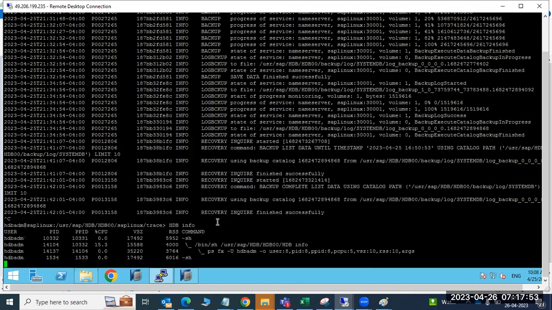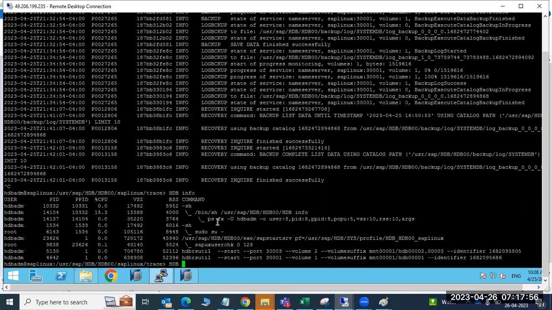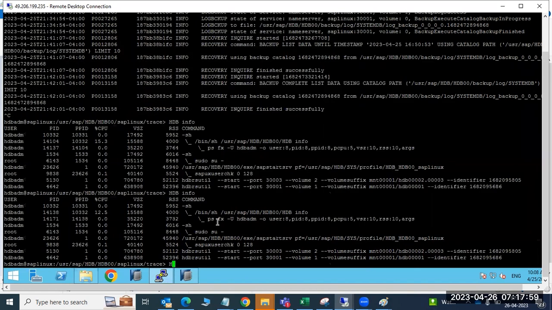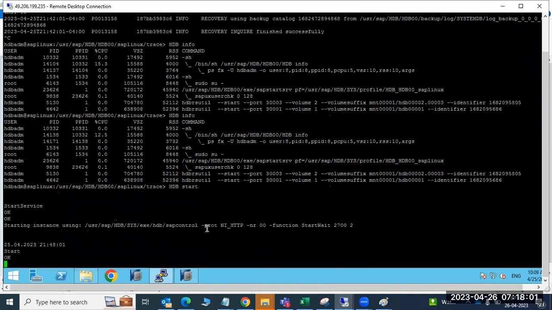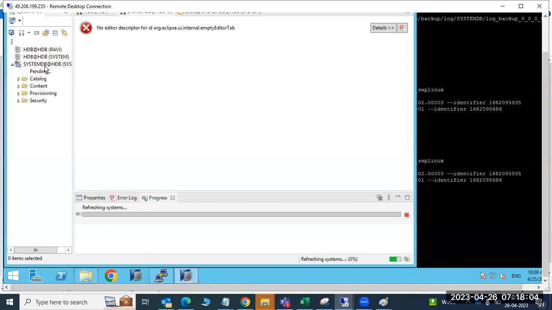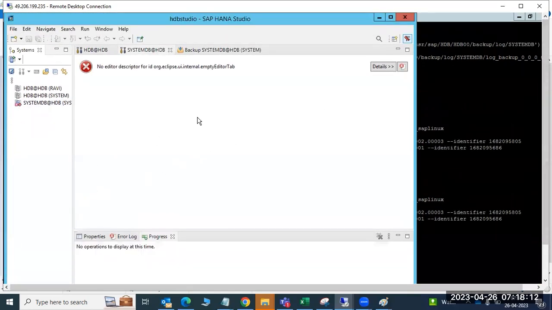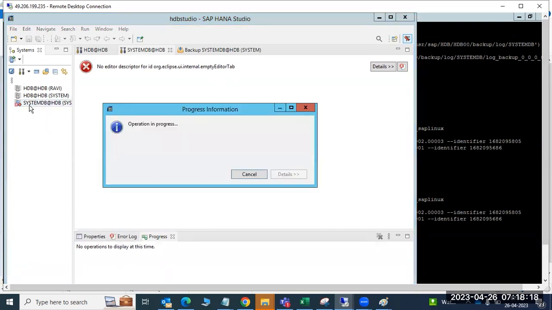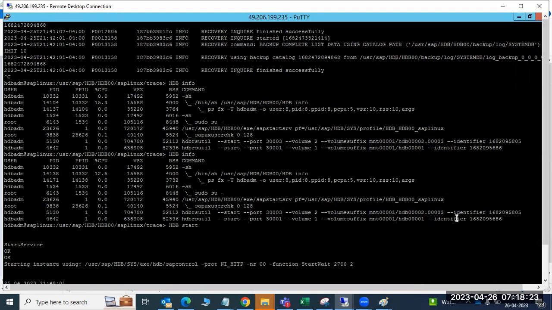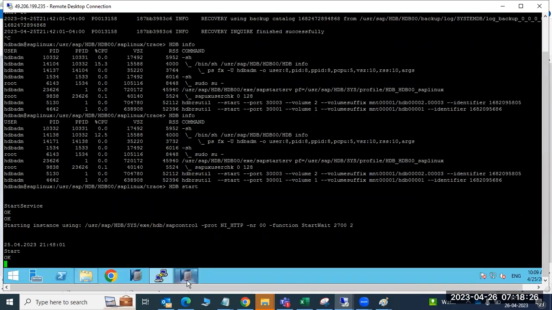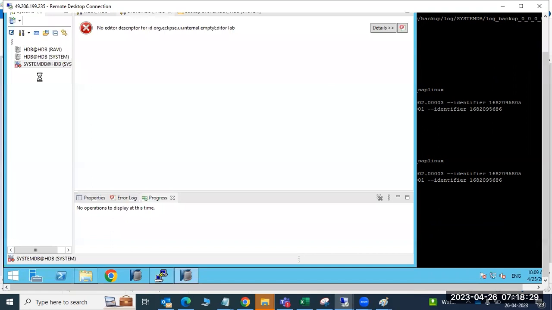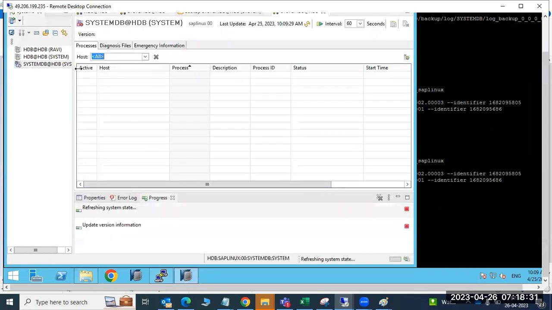Use HDB space info to check the status. The database is not started, so let's start it manually. I've initiated it manually, so refreshing. It's in starting mode now.